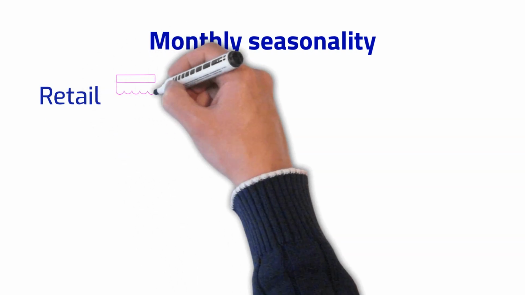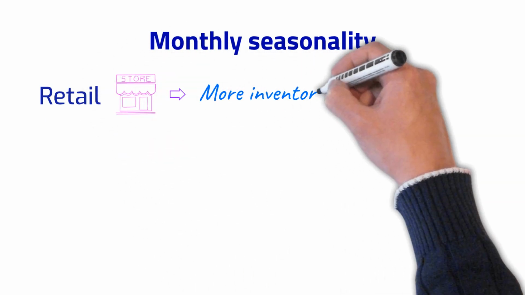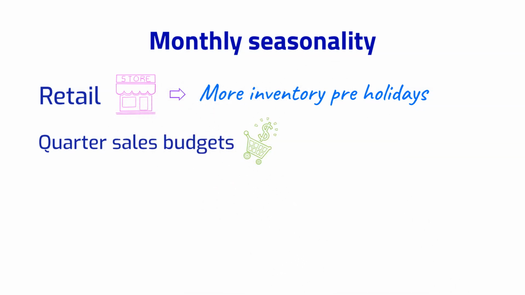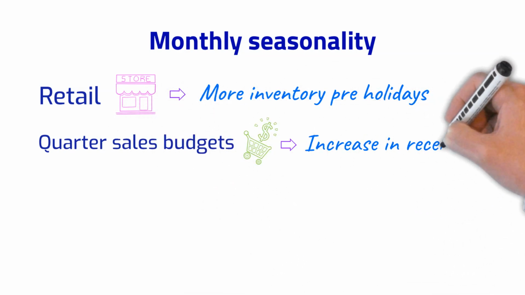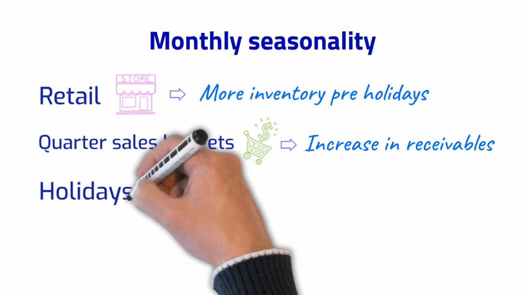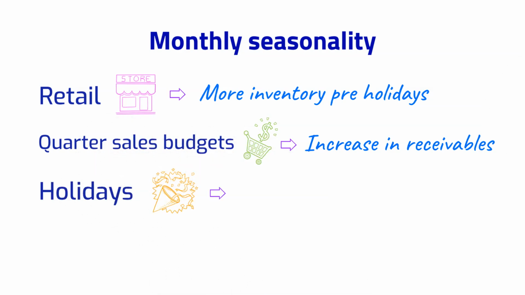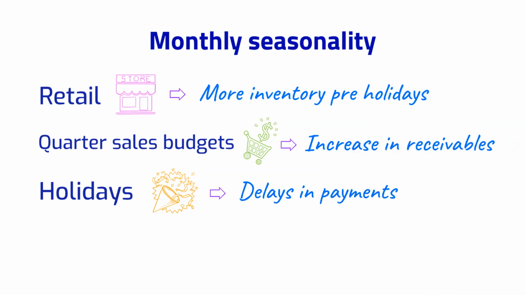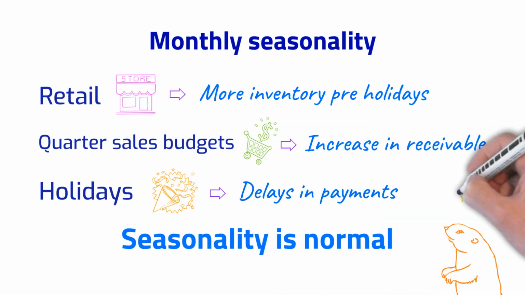Monthly analysis helps you spot seasonality. For example, retail companies build inventory before holidays. Receivables may increase at quarter end as sales teams may push to close quarterly sales budgets. Payables may drop when companies pay suppliers before year end, or the other way around, increase if the teams go on Christmas holidays. Seasonality is normal, but unexpected patterns are not.